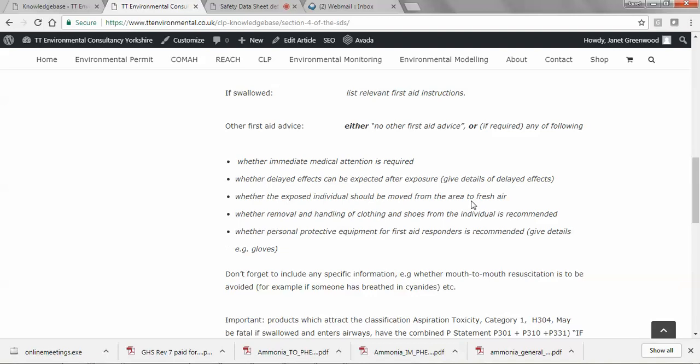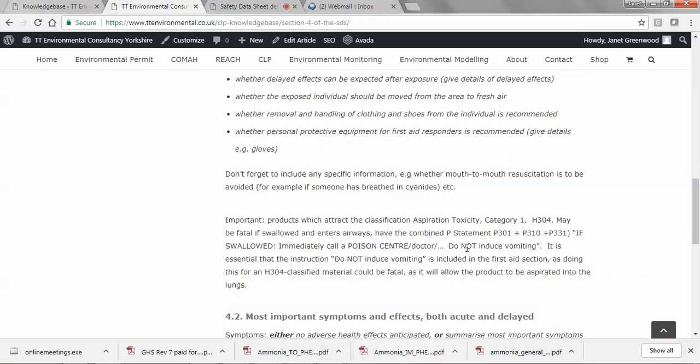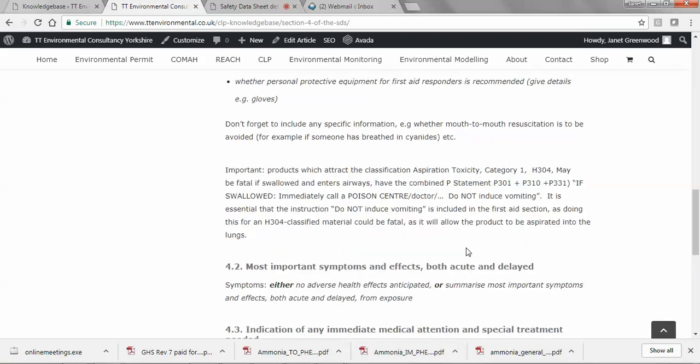You put other first aid advice here, and there are a list of items on the various points that you may want to consider. And please, please, please, if you are going to avoid mouth-to-mouth resuscitation, for example, if someone's been exposed to cyanides, you've got to put that there. And I also have put a bit in there about do not induce vomiting if you are H304, and more details on why you shouldn't do that.